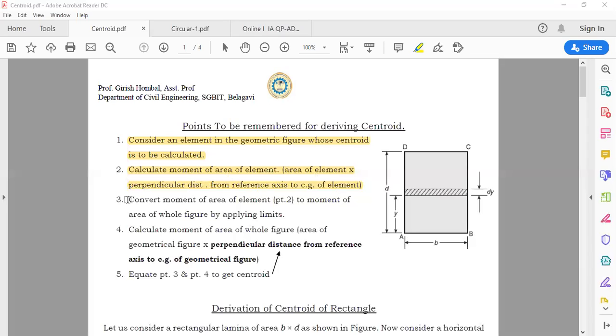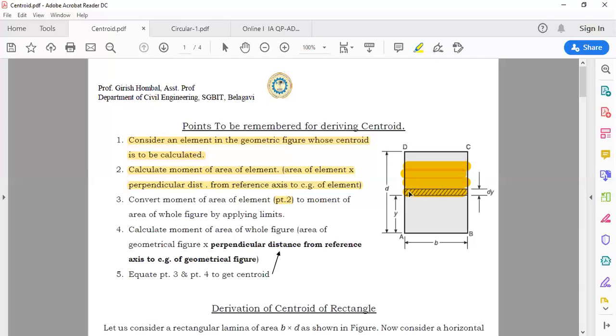Now next, whatever you get in point 2, you're going to convert the moment of area of element to moment of area of whole figure. Means you have calculated moment of area of element, you're going to convert it to whole figure. Means many such elements together form the whole figure. Now you can see this is a small part. Like this, many elements together will form the whole rectangle. So there are many elements like this.